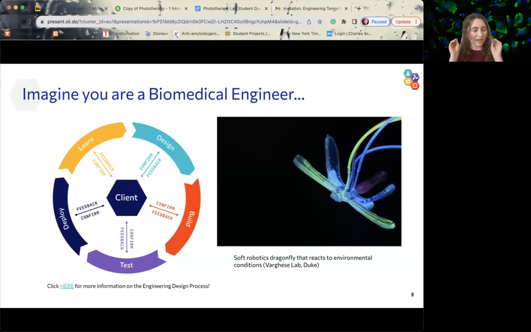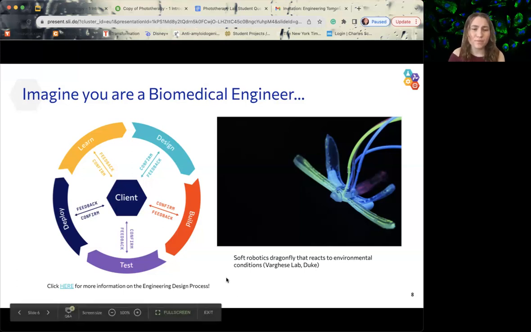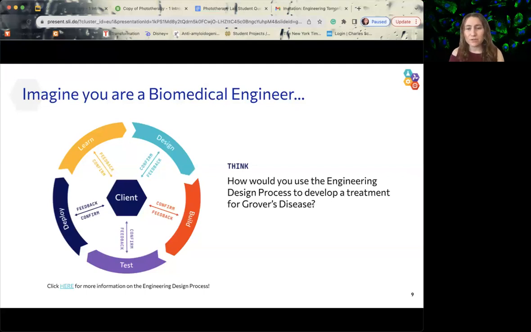You can get ideas from basically anywhere. But for the most part, with an idea in engineering, you really want to meet an unmet need and have a big problem that you want to solve. Because what is a solution if you don't have a problem? That's the first thing you got to do. And then after that, you got to do research and learn about the area, like what treatments are going into it right now, and what areas need to be improved. Then you figure out, how do I want to design this? How do I want to build it? And how do I want to test it to make sure that it meets the specifications that I want? So specifically for today, how would you use the engineering design process to develop a treatment for Grover's disease?